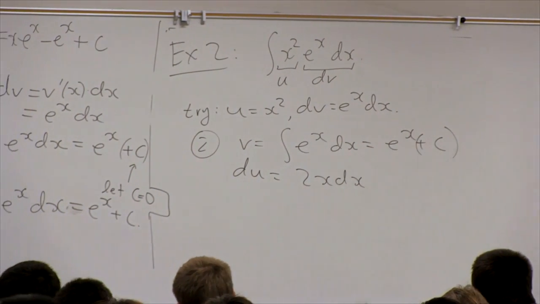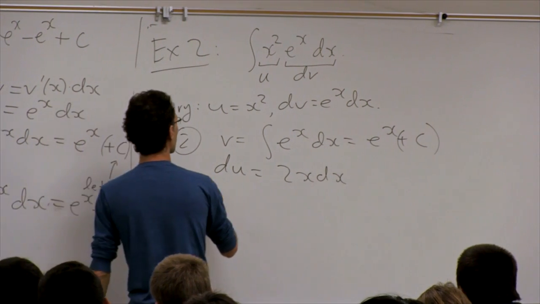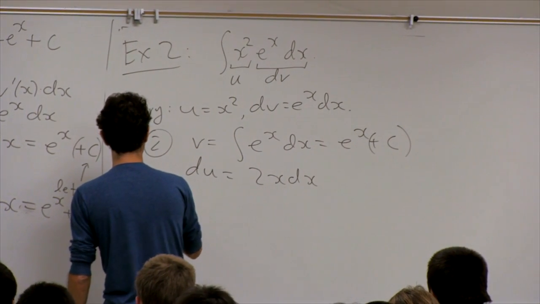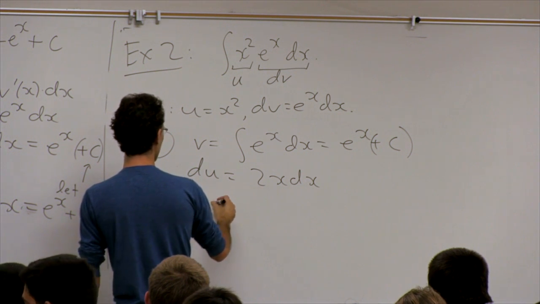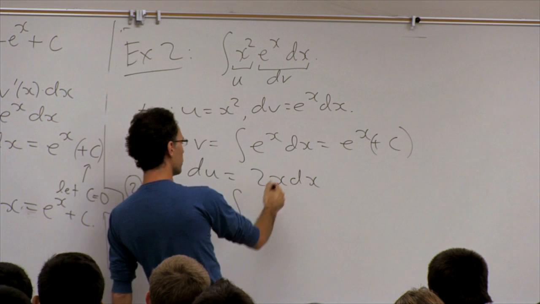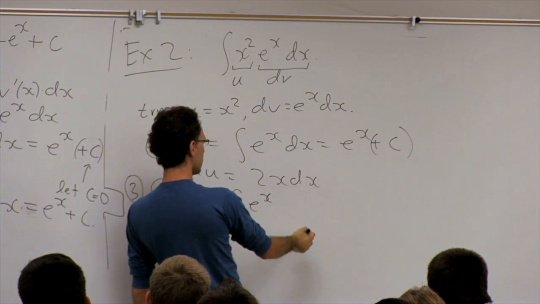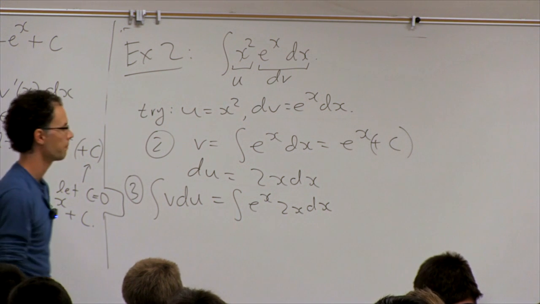OK. And once we have that, we now have everything we need. So finally, let's compute the integral of v du, which is the integral of, well, in this case, v was e to the x, and du is 2x dx.